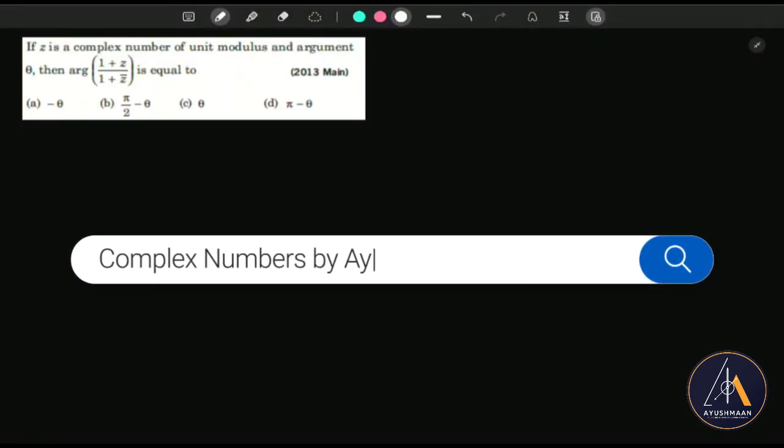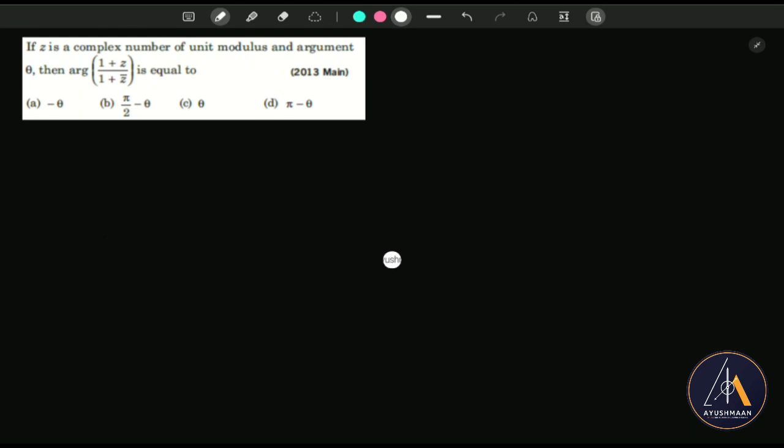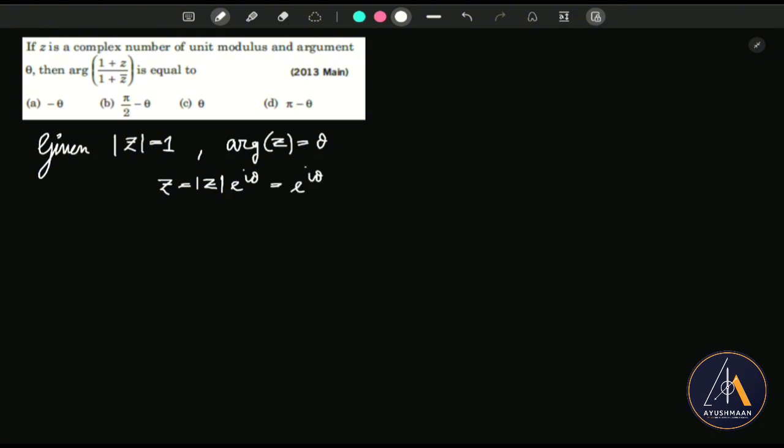So in this question we're given if z is a complex number of unit modulus and argument theta. तो हमें given क्या है? Let us write given, since it is unit modulus, so modulus of z equals to 1, और जो है कि argument z equals to theta. We can write z equals to modulus z e to the power i theta, which is e to the power i theta because modulus z is 1.